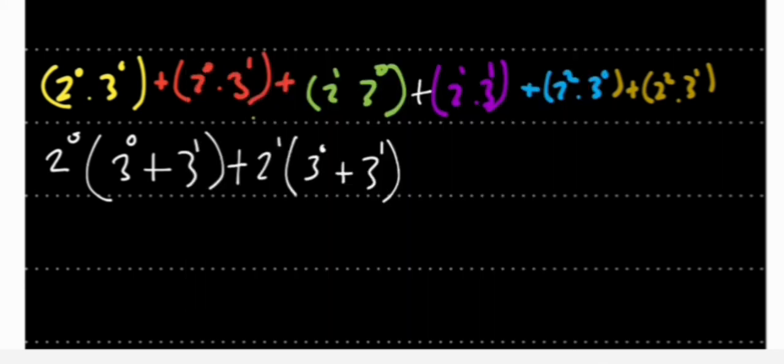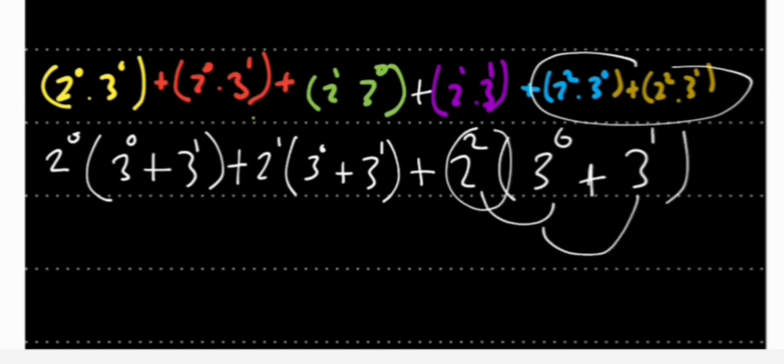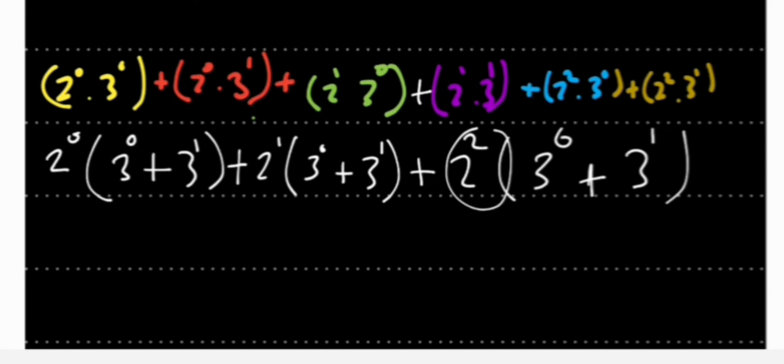So plus, now I'm going to do it over here. 2 to the second multiplied by what? 3 to the 0 plus 3 to the 1, right? If you multiply it again, you'll go back over here. So why did I change this? Because now look, notice, we have over here 3 to the 0 plus 3 to the 1, 3 to the 0 plus 3 to the 1, 3 to the 0 plus 3 to the 1.